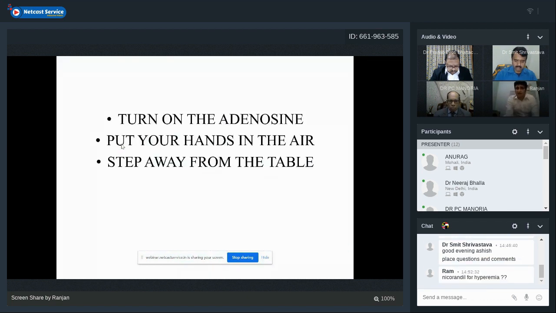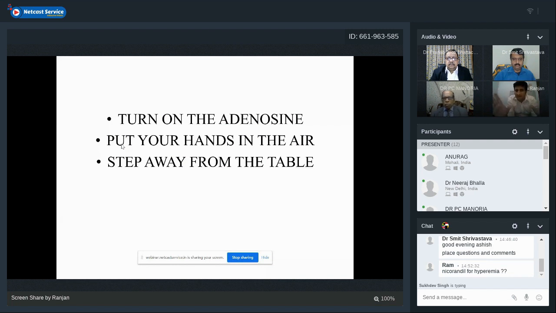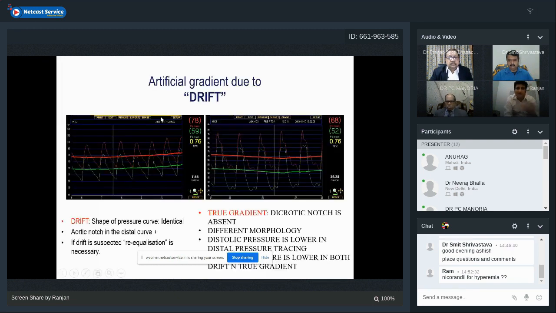It is also important to keep your hand and yourself off the table, because as cardiologists, we are very jittery. The moment you touch the table, the pressure waveforms tend to vary. It's important to start adenosine and stand back if it is IV. If it is intracoronary, you need to flush it very fast, which has to be done by the person who is working with you. Then run the monitor, look for maximum hyperemia, and measure it.